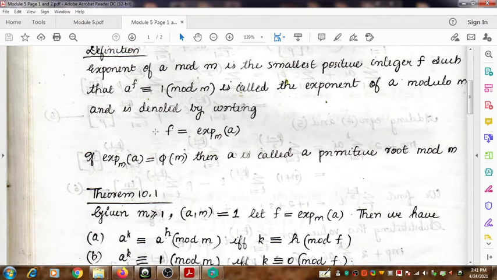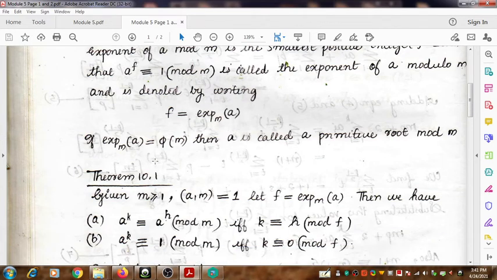From this moment onwards we will call that number f, and another way of representing it is exp of a with respect to m, or exp of a modulo m. It is read as the exponent of a mod m. It is that number f, the number having this property and having the least value, the smallest number.